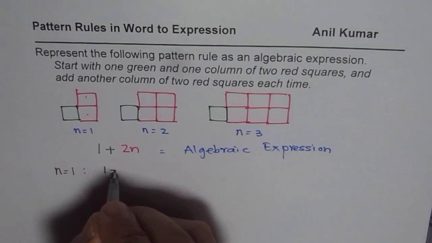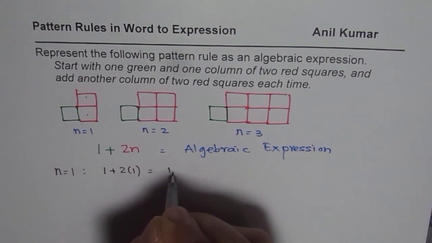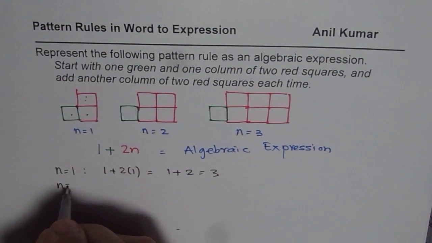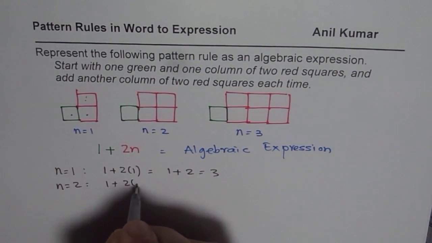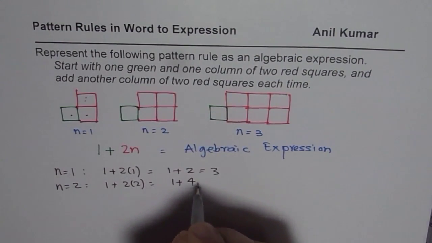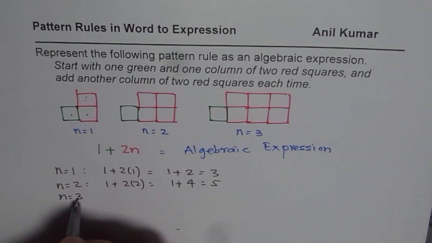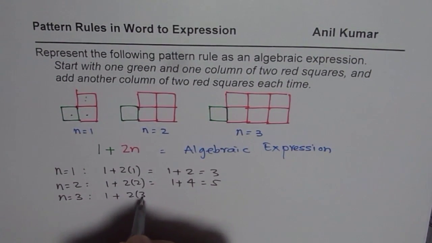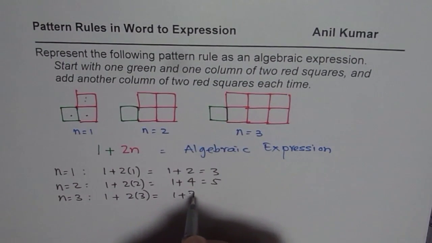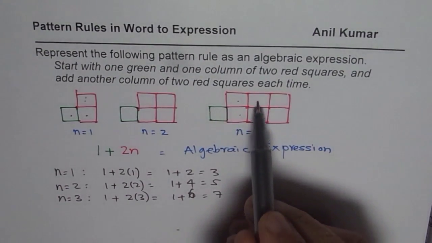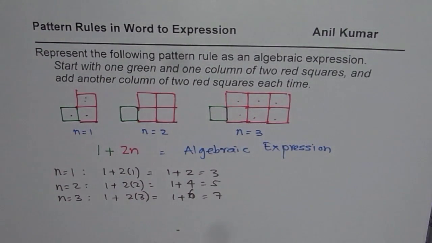If n equals 1, I get 1 plus 2 times 1, which is 1 plus 2, that is 3. 1, 2, and 3, that's correct. If n equals 2, then we get 1 plus 2 times 2, which is 1 plus 4, and that is 5. So we have 1 and 4, 5. If n is 3, it is 2 times 3 plus 1, which is 1 plus 6, which is 7 indeed. So which is 1, 2, 3, 4, 5, 6, 7. So we do get the same pattern using the algebraic expression 1 plus 2n, correct?